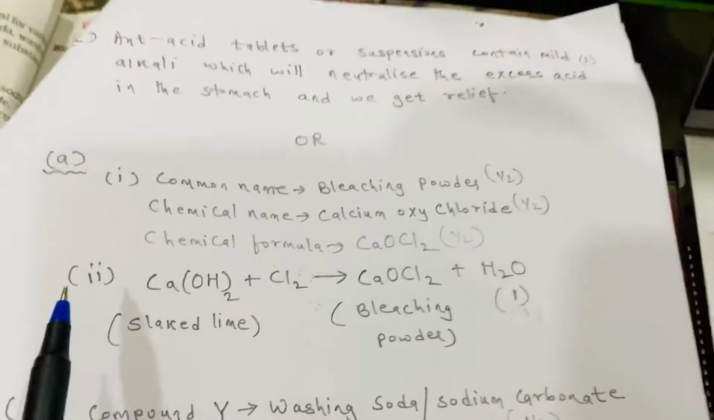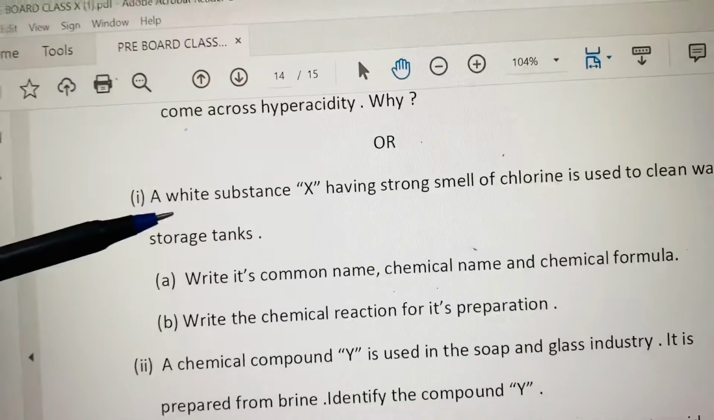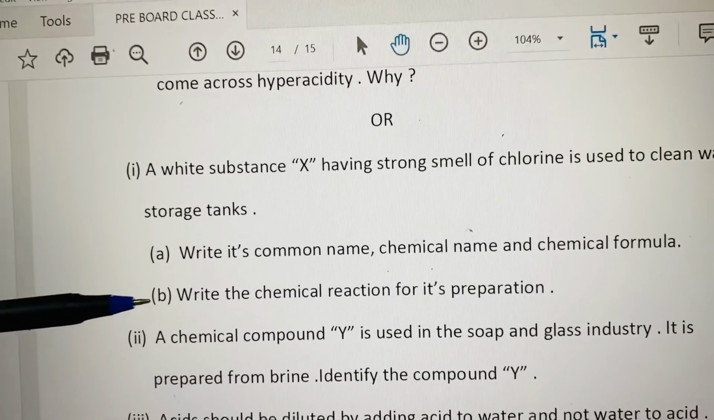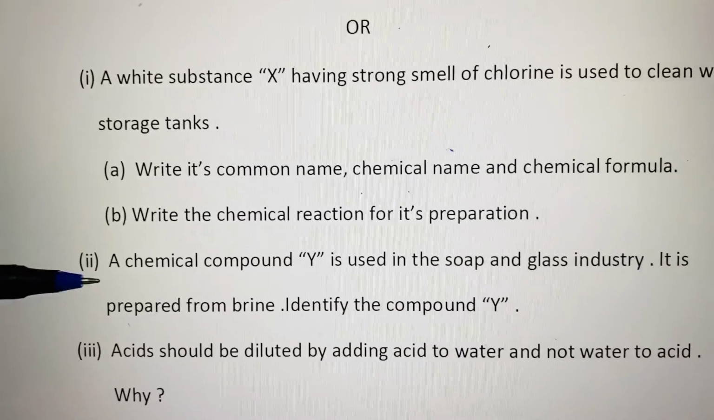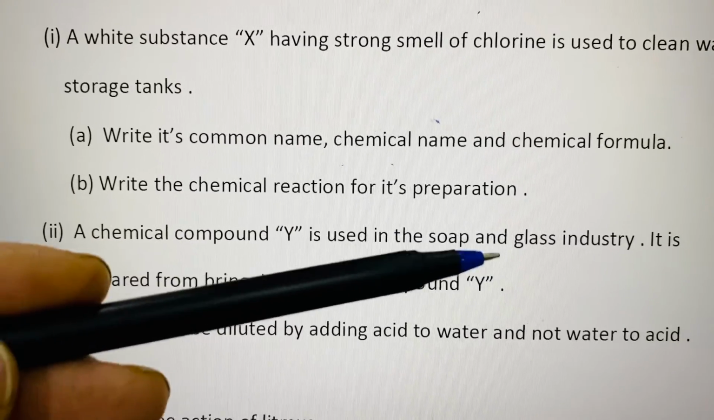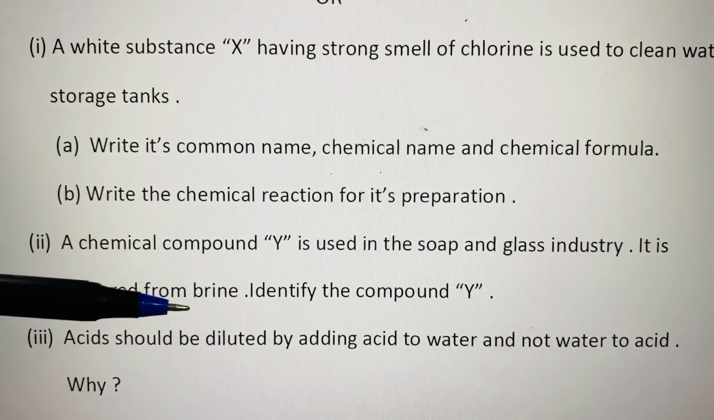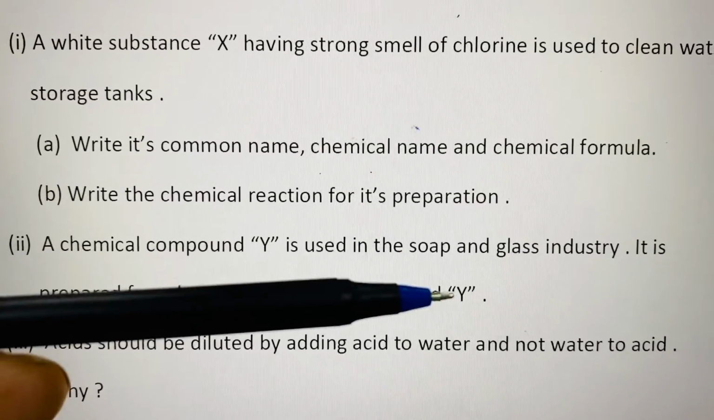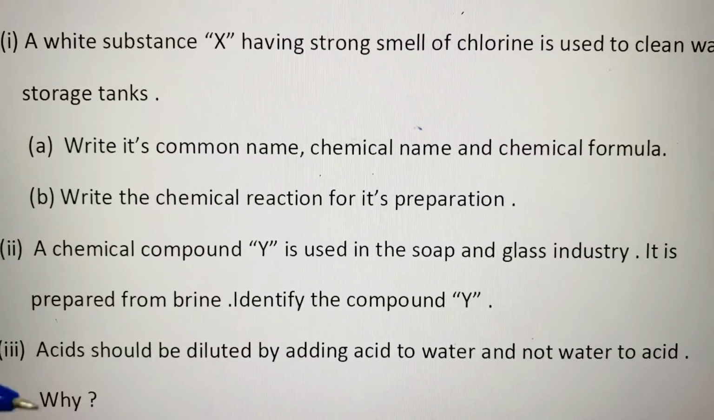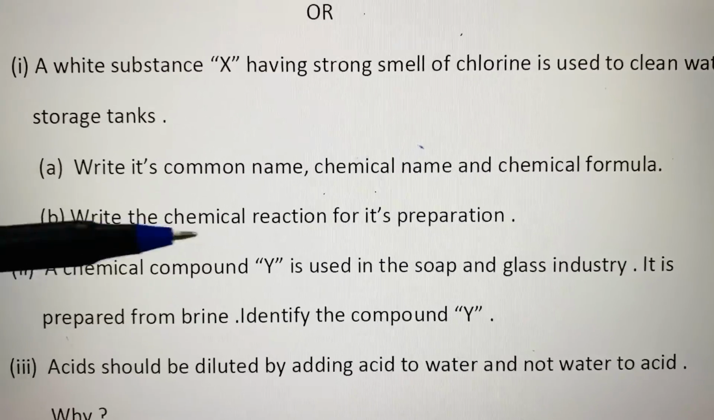Now the next question is, so this was all about bleaching powder, right? Now the next question is, a chemical compound Y is used in the soap and glass industry. It is prepared from brine. Identify the compound Y. So student, this is a very confusing question, so you should not get confused here, right?